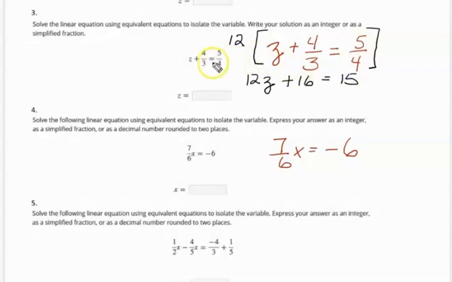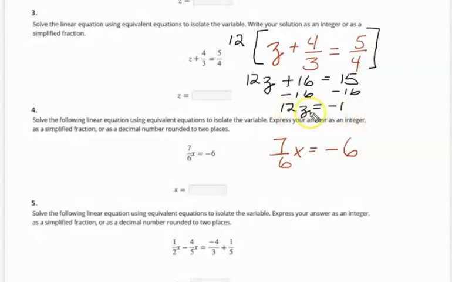So you've made this equation much easier by getting rid of the fractions, by multiplying through by the lowest common denominator. So what do you do now? Again, you want to isolate the 12z on one side. So to get rid of this 16, I'm going to subtract 16 here. I'm going to subtract 16 there. And I now get 12z equals a negative 1.